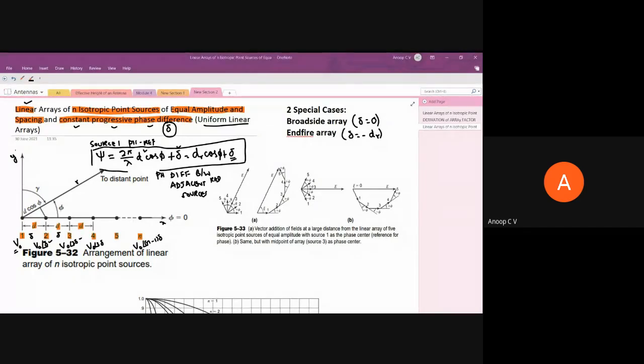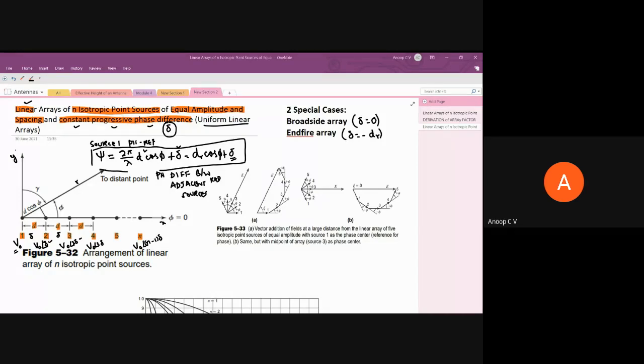Please respond. Right. So if I may ask, Savan. Yes, sir. Right. So when I say next time a linear array of n isotropic point sources of equal amplitude and spacing and constant progressive phase difference, or uniform linear array, you know what it is, right? Yes, sir. Right. The math part is very, very easy. Understanding this is what is crucial.